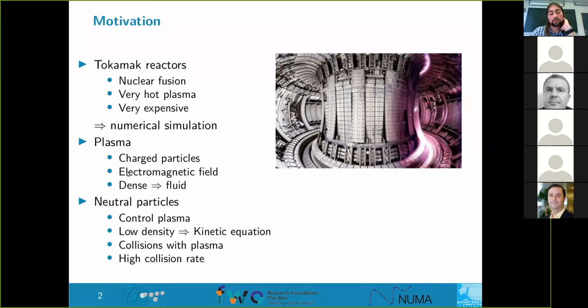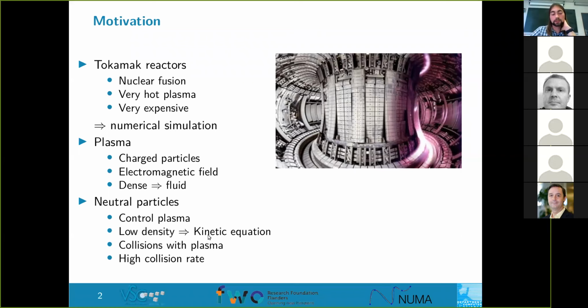They're used, for example, to control the temperature of the plasma. And these have a much lower density. So they don't really react with each other, but what they do is collide with the background plasma at quite a high frequency or quite high collision rates. And this is where these kinetic equations come in.